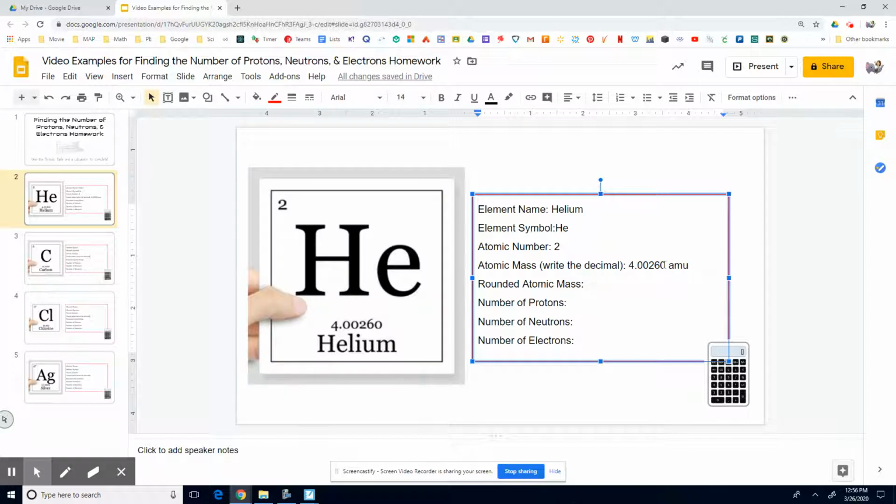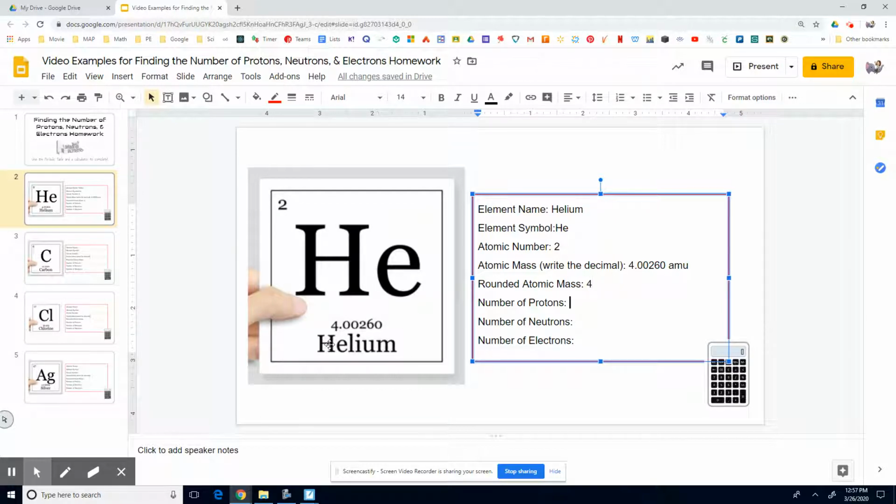Then it's going to be important for us to always round that atomic mass number. That's going to come in with our calculations for the number of neutrons in a minute. So we're going to round that. I want the closest whole number. 4.00260 is closest to either 4 or 5, and that is definitely closer to 4. So I'm going to put the number 4 there. Now I've rounded that atomic mass number.